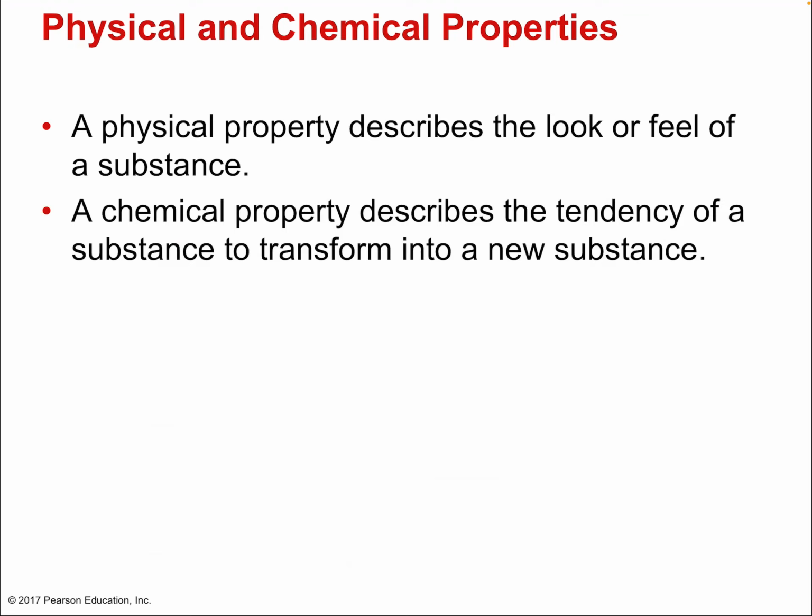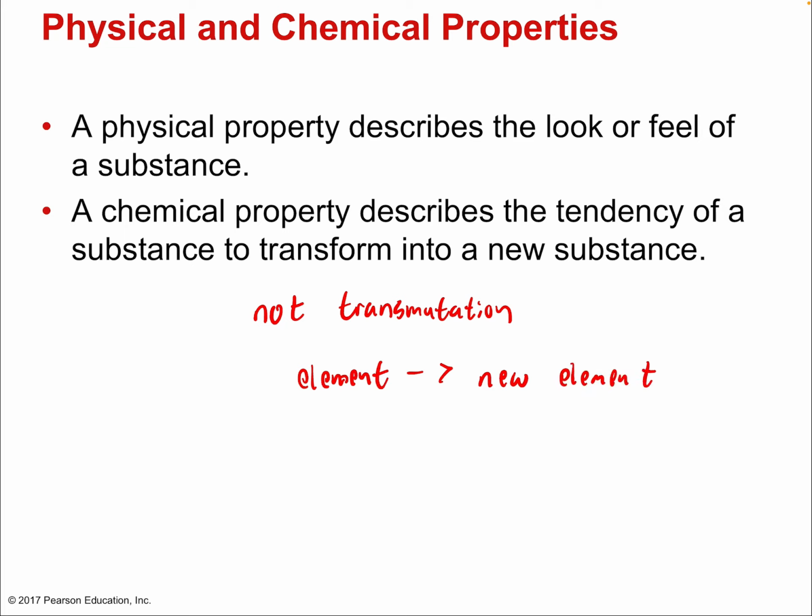A chemical property, on the other hand, describes the tendency of a substance to transform into a new substance. And we are not talking about transmutation, okay? Not transmutation, because transmutation involves changing an element into a new element. It involves a change at the nuclear level, but a substance is not an element. A substance is a mix of elements, okay? All right, so an important distinguishing difference here between transmutation and chemical process, okay?